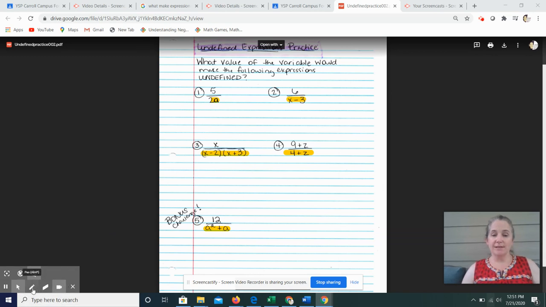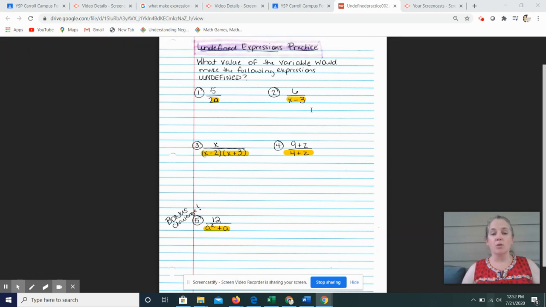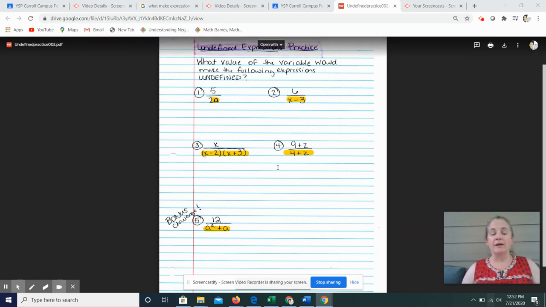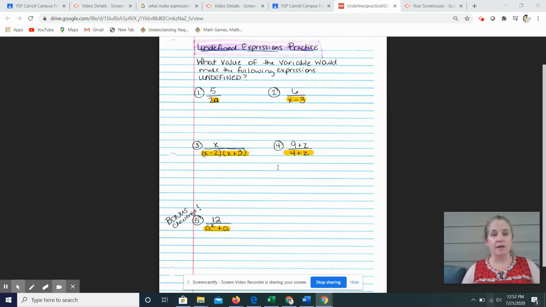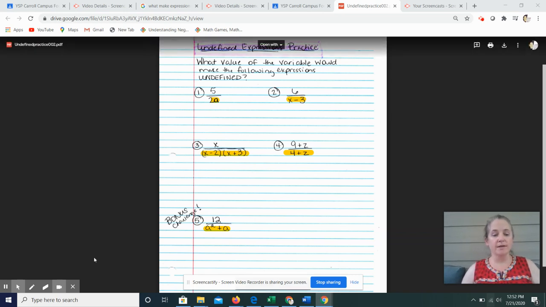I'm going to try to use this pen feature, but it really does not work well on here. So basically, they're asking what value of the variable in each one of these would make the expression undefined. So all we're doing is looking for the value of the variable that would make the bottom equal 0. On this very first one, you could probably do it in your head.